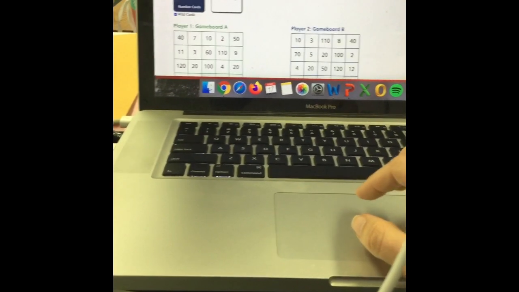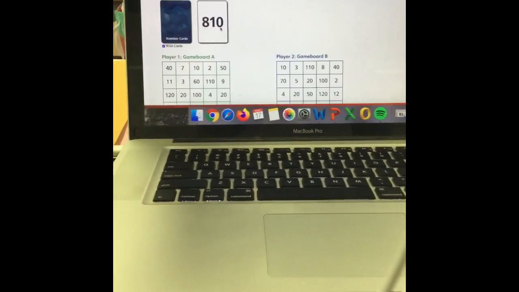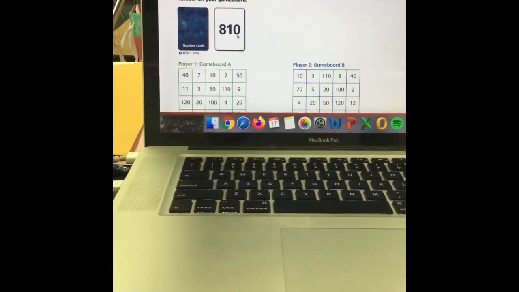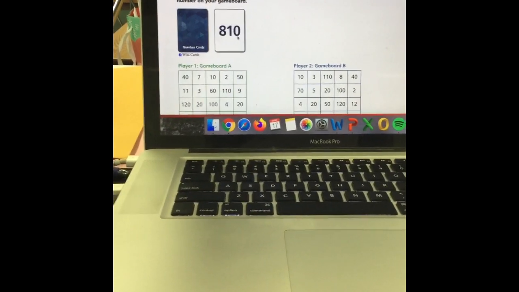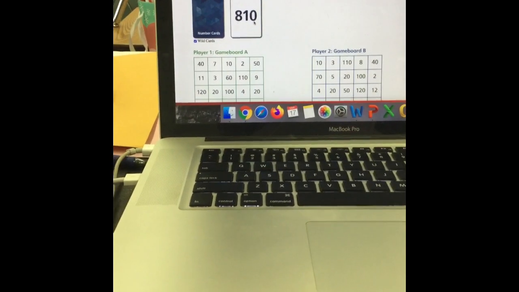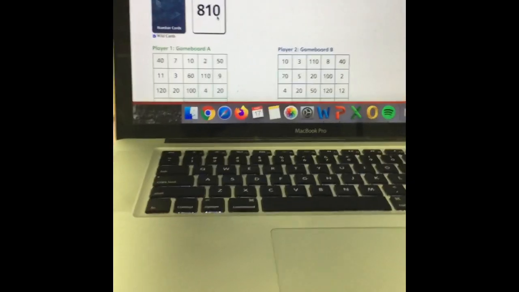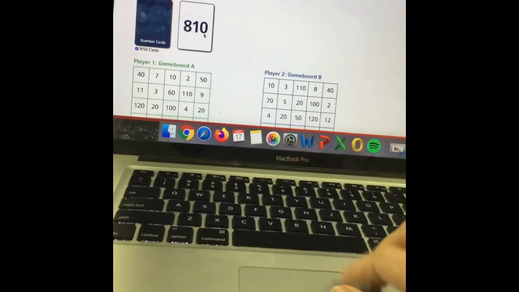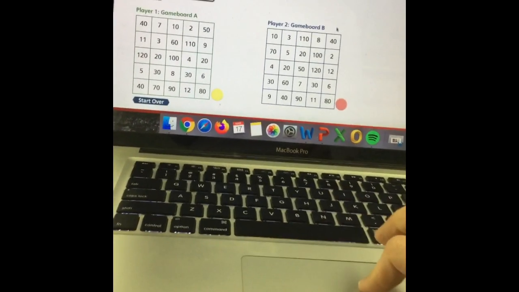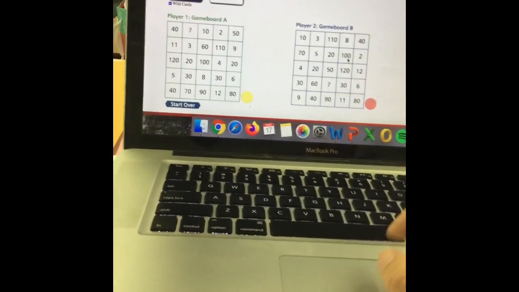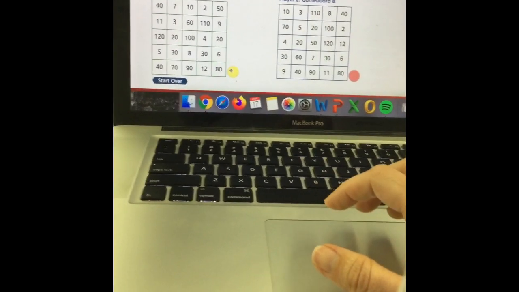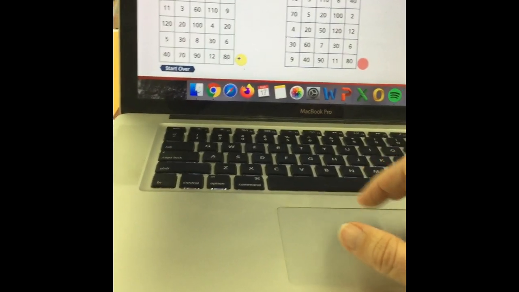So here we have 810. Now, excuse the shaking. Now with 810, when I look at 810, I think, well, that looks a lot like another number I know, which is 81, if I just cover that 0. See that? So I'm going to be player A, and you could be player B, okay? So I'm going to drag my counter to anything that's a factor of 810.